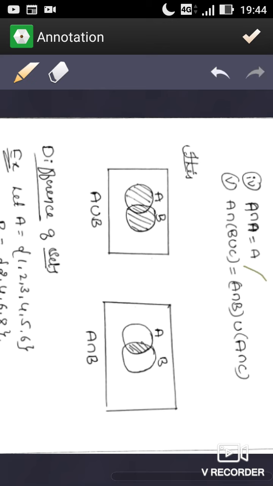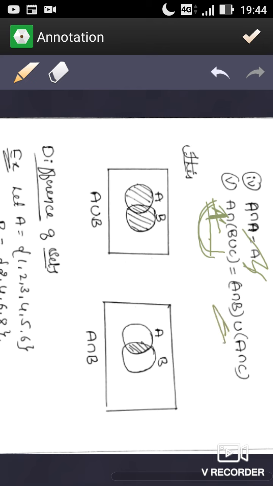Next property, A intersection A is equal to A. If we take the same sets' intersection, we get the same set. A intersection (B union C) is equal to (A intersection B) union (A intersection C). So intersection is distributive over union.